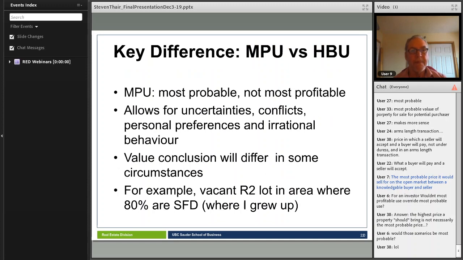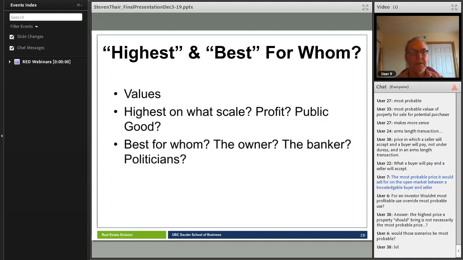Okay. So this is just a summary of the differences. Value conclusion will differ in some circumstances. I'll skip that example for now. So maybe we should take any questions here.